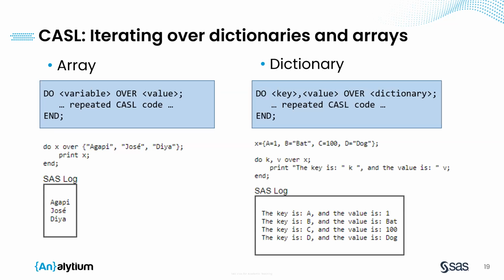So we can iterate over an array just by doing a do over. We've got a simple example there of do X over an array and printing out X. So you'll just print those out to the log. Very simple examples. And with a dictionary you can just do key value over the dictionary, and again you can just print out a list from a dictionary into the log.